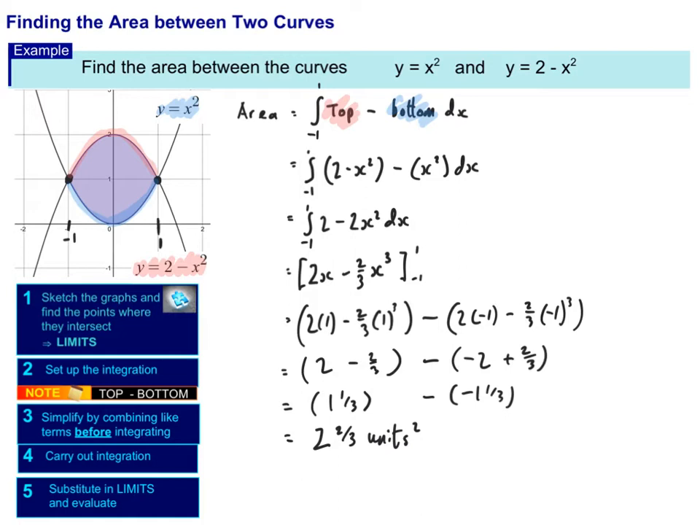If you have set this up correctly, you will always get a positive area. So this is why this bit up at the top is super important. You must do the top minus the bottom. If you end up with a negative area at the end of this, you have done this wrong. It will not be enough just to get rid of the negative and say, oh, I should have a positive area here. If you end up with a negative area, you have got these in the wrong place.